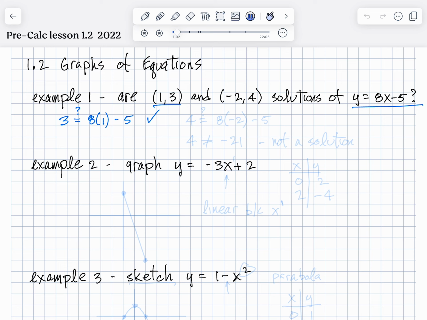So substitute the value of y. 4 is equal to, with a question mark, 8x, which is 8 times negative 2 minus 5. Well, 8 times negative 2 is negative 16, minus 5 is minus 21. So 4 is not equal to negative 21. So this is not a solution.